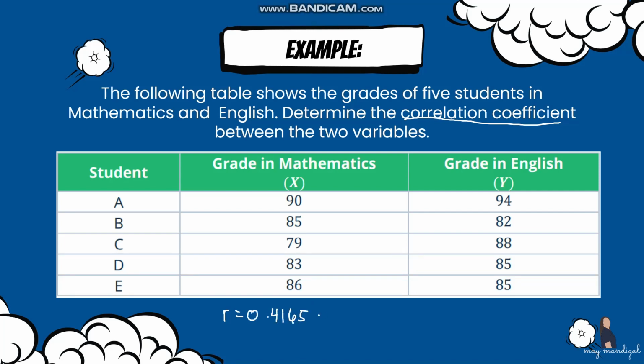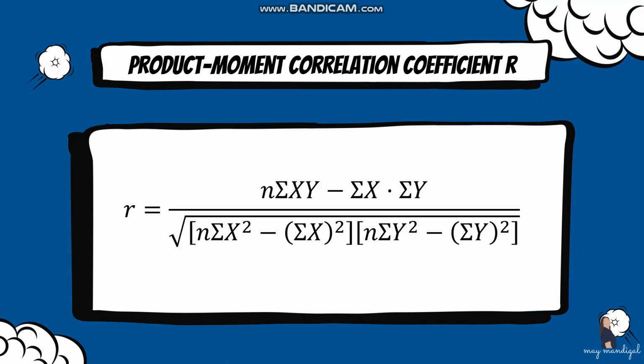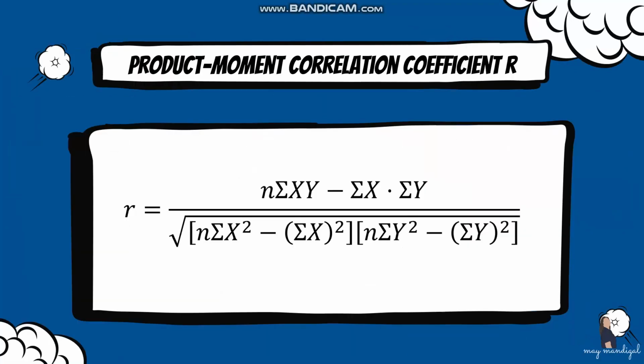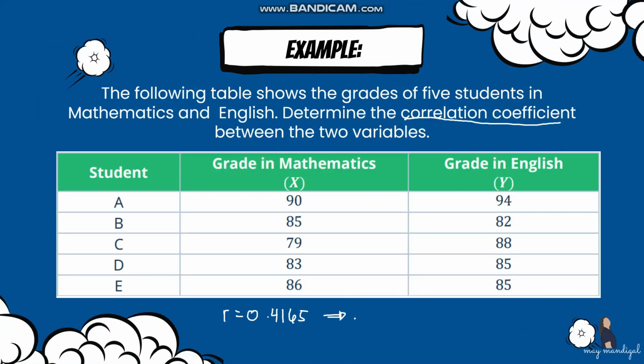And if we look at the table, so let's just go back to the table. So 0.4165, it falls under moderately high correlation. So let's write here moderately high positive correlation, because R is positive. If you remember from the website, it says that the correlation is positive, so that's correct.